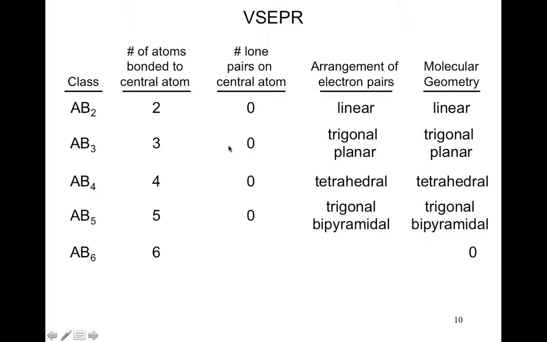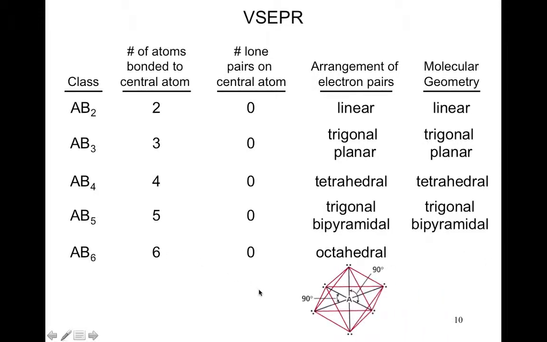So AB6, if we have 6 atoms bonded to the central atom and no lone pairs, then we call it an octahedron. And so here the goal again is to get those electrons as far away from each other as possible. They don't want to be around each other. So we start with 4 in a flat plane. Then we do 1 up, 1 straight down, and they're as far away as they can. And when they connect all of those, we end up getting an 8-sided figure. 1, 2, 3, 4 on the bottom, 5, 6, 7, 8 on the top.